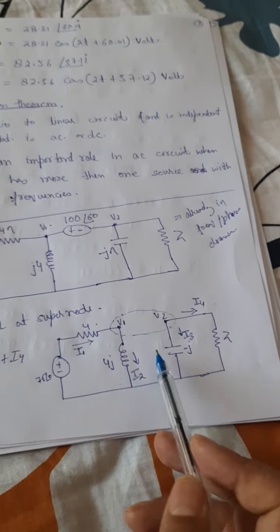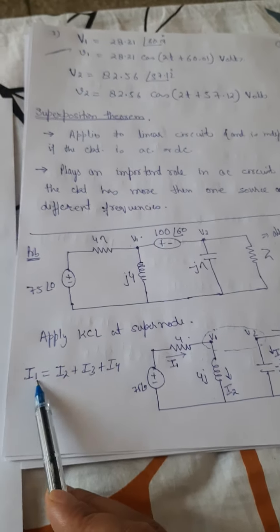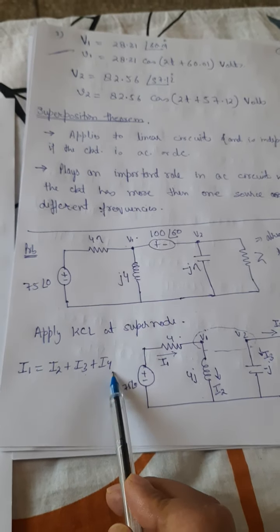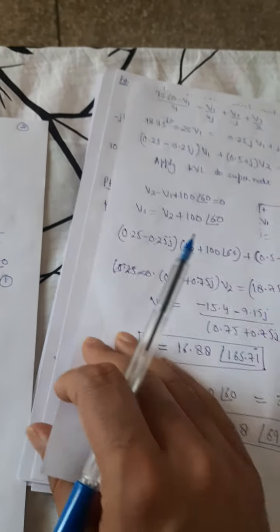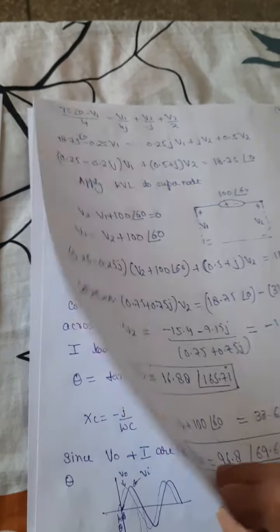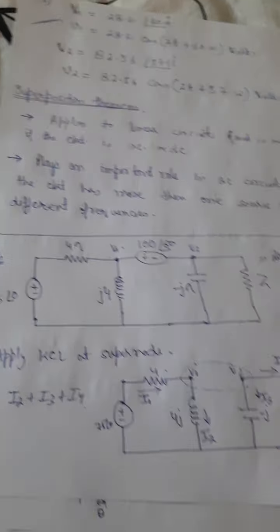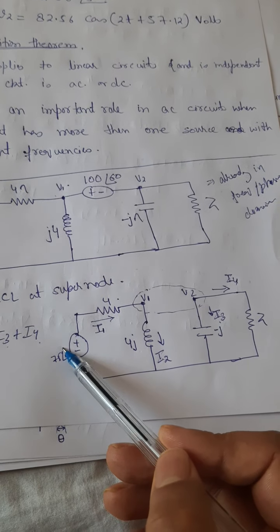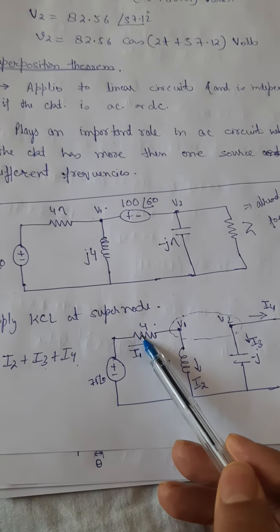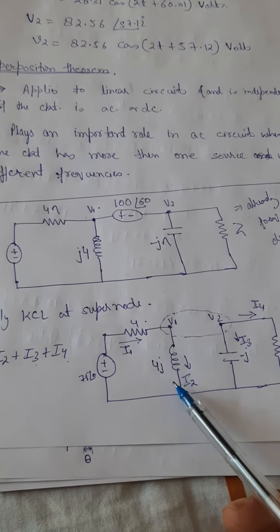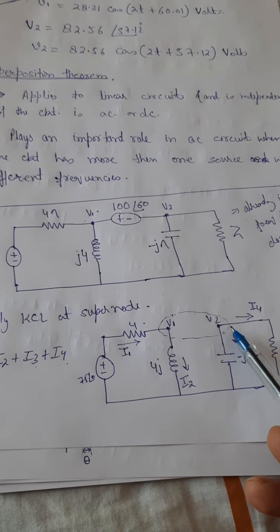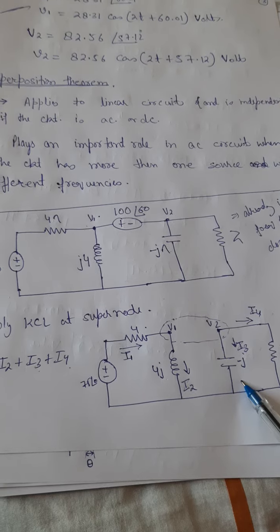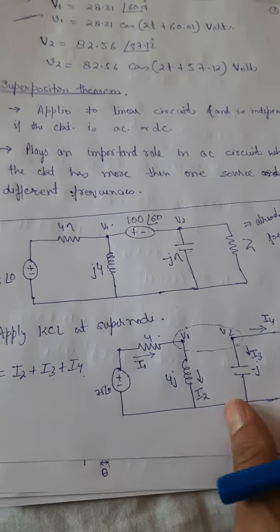So it is I2, I3 and I4. So I1 will be equal to I2 plus I3 plus I4. Simple. So if you will see what is I1, I1 will be nothing but 75 angle 0 minus V1 divided by 4. I2 will be nothing but V1 divided by 4J. I3 will be V2 divided by J. And I4 will be V2 divided by 2.